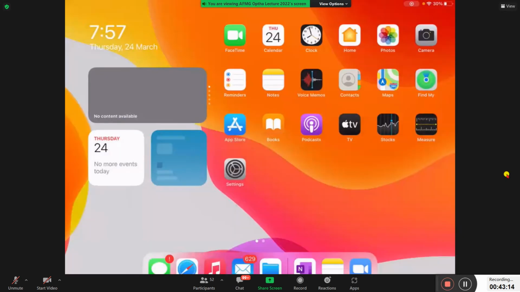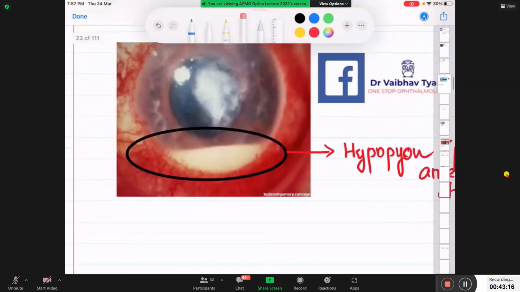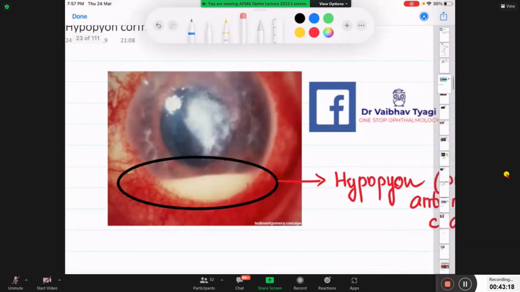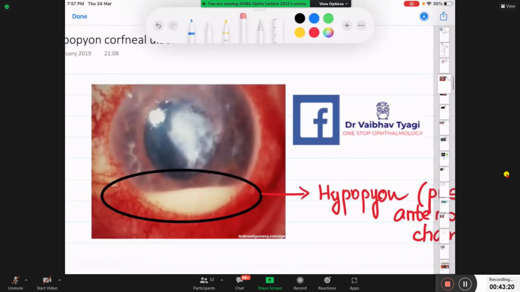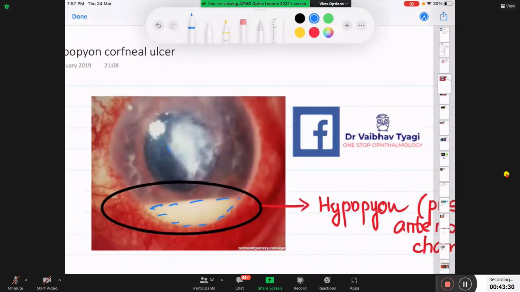This is how the pictures look of a corneal ulcer. This is a big hypopyon. Can you see the pus is there, whitish pus? This is the location of pus in the anterior chamber. And this white part is infiltration of the cornea. This is the real ulcer, bacterial corneal ulcer.